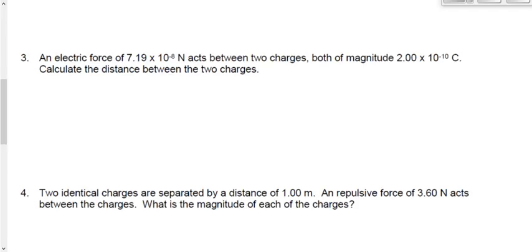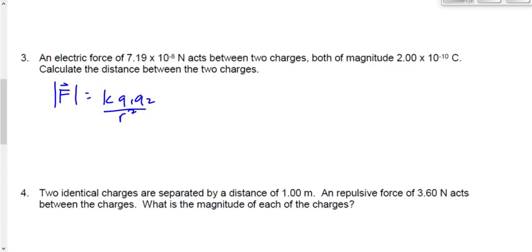It says an electric force of 7.19 times 10 to the negative 8 newtons acts between two charges, both with the same magnitude, 2.00 times 10 to the negative 2. What's the distance between the two charges? So we're looking for the value of R. The equation that we use here is, of course, Coulomb's law, KQ1Q2 over R squared.